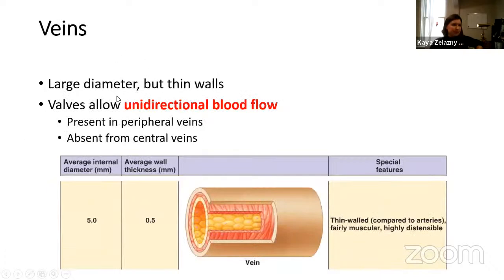Difference in the vein is it's larger. They have large diameter, but they have super thin walls. Their valves are going to allow unidirectional blood flow, so those are those turnstiles. They're present in peripheral veins, so like out in your arm, out in your legs. Absent from central veins, so like absent in the thorax, and we'll see why that is.